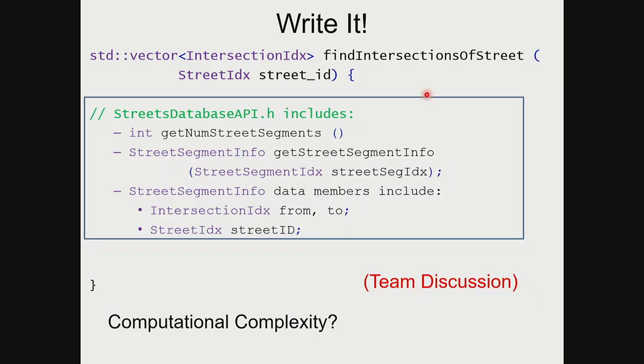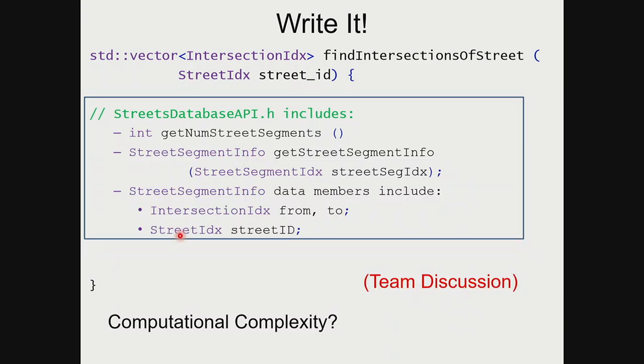Before we start, I'm going to give you some pointers on what the street database API can give you. It can give you first the number of street segments in the city, which might be useful to you. If you have the street segment index that you want, it can give you a struct of the street segment info. This street segment info contains the intersection index and the street index it belongs to. So using these functions, try to think about how to tackle that function.